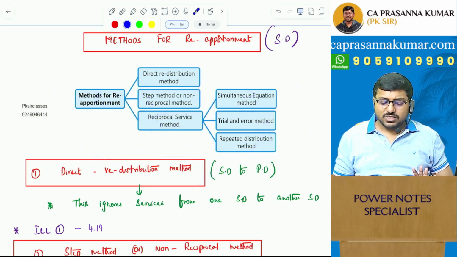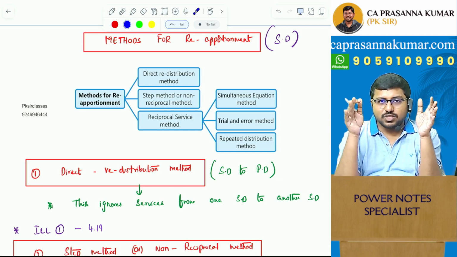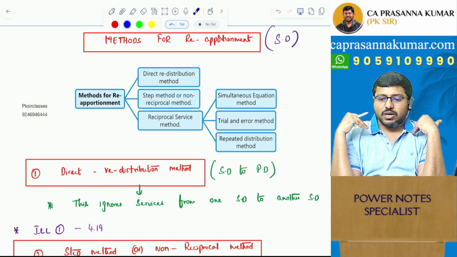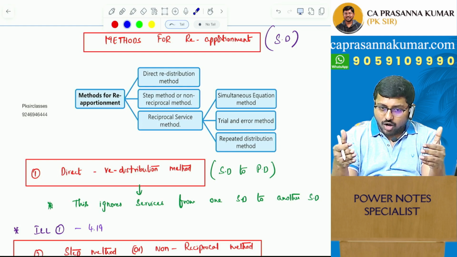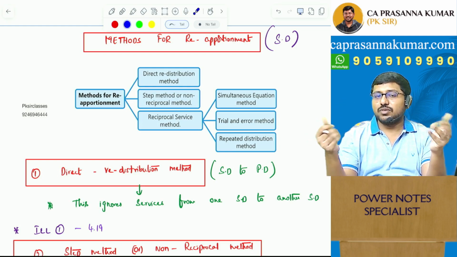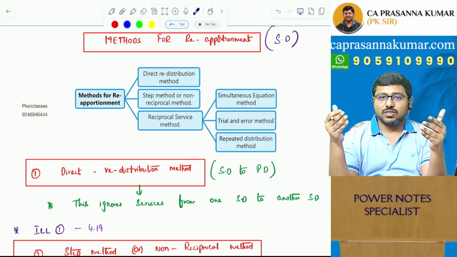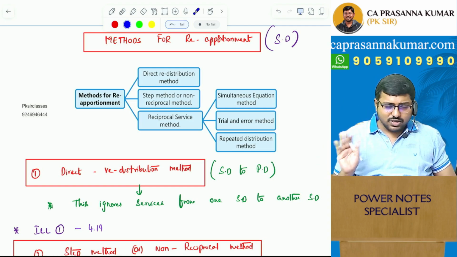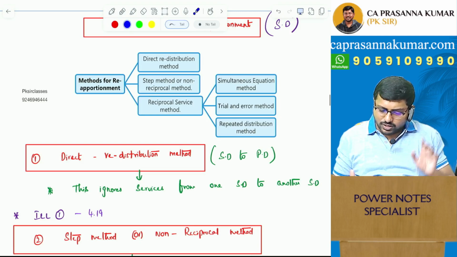Once we start solving sums, you will take it better. But the core concept is this. As a service department, you can either give service or you can take service. Any one can happen. If you have given service, you can't take service. If you have taken service, you can't give service. Clear? This is the concept. Once we start solving sums, you'll understand. One sum we'll do anyways.